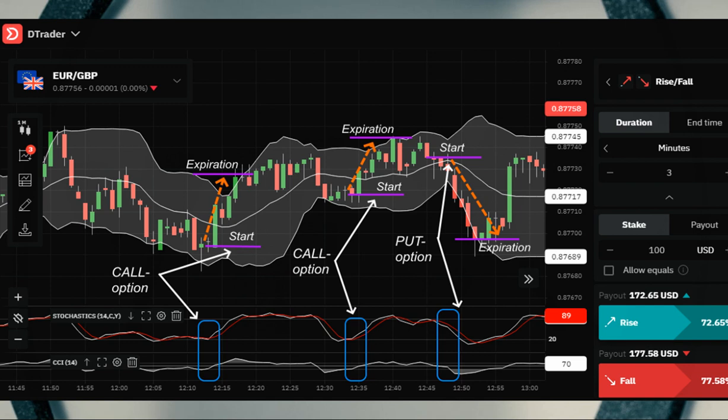Look at top binary options signals for entry points into the area above the midline. CCI breaks the -100 level from bottom to top and is directed up. Stochastic is out of the oversold zone, level 20. Fall, put option: reverse conditions.